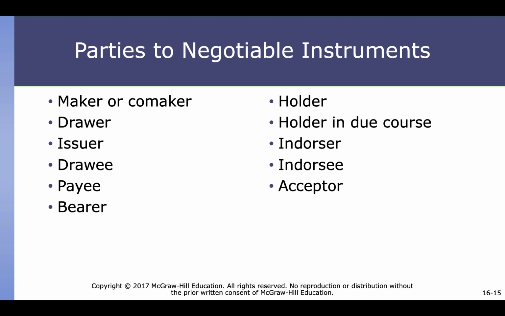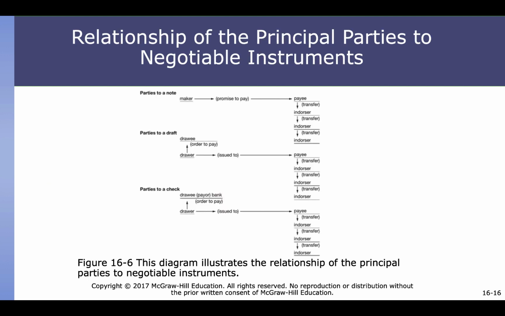All right, so these are the parties to different negotiable instruments that we have talked about. And this chart shows it a little better. So the first one we talked about is a note. And in a note, remember, there were essentially two parties, right? There's a maker who promises to pay funds to the payee. And those are really the only two parties to the note.